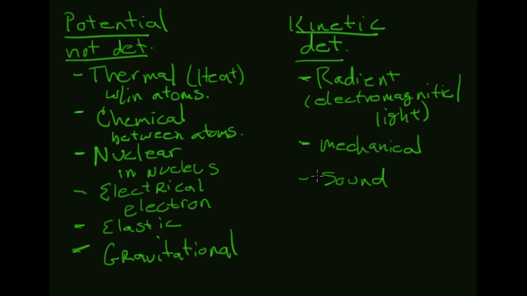So 6 forms of potential energy: thermal, chemical, nuclear, electrical, elastic, and gravitational. Within atoms, between atoms, in the nucleus of the atoms, with regard to the electrons, stored as a result of motion, and the attraction between objects that have mass.